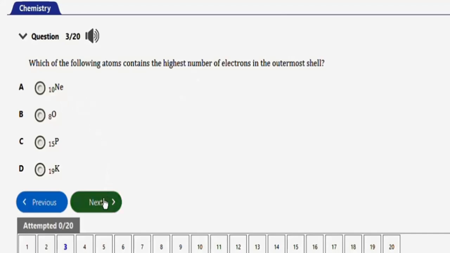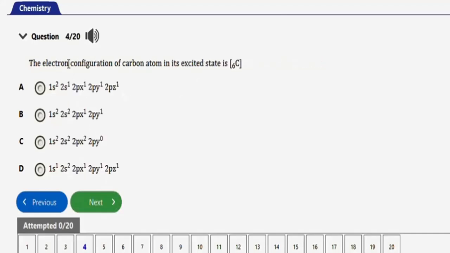Next the question with this one. It says the electron configuration of carbon atom in its excited state is. So the right option here will be option A. Okay, so guys, take note of this question, it is option A. It gets repeated again. The right option here is option A. Alright, so that is for this question.